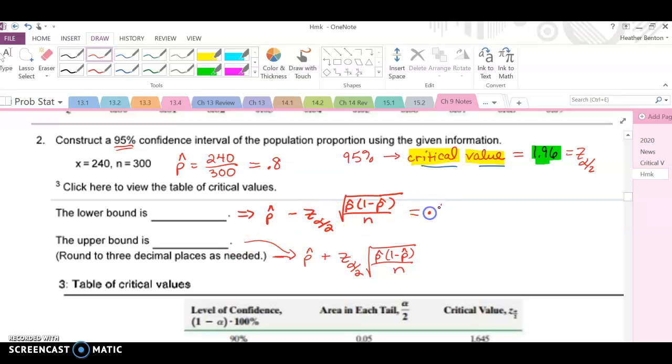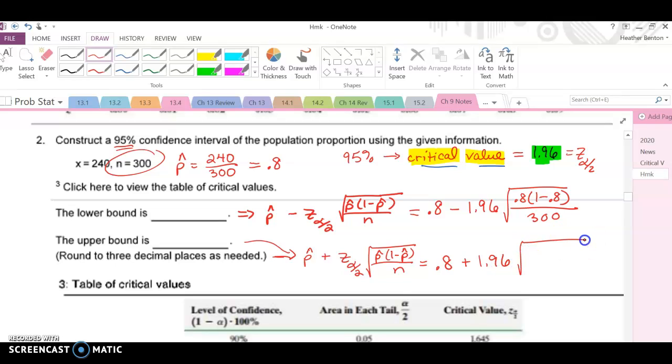So p hat is 0.8 minus z sub alpha over 2, our 1.96, times the square root of 0.8 times 1 minus 0.8 all over our n, which was 300. And then we're going to do that same formula down here. The only difference is we're adding instead of subtracting, but otherwise everything in the formula is the exact same. So let's put this in the calculator.